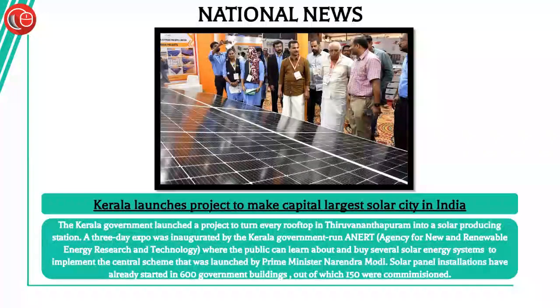Moving on to an update in Kerala. Kerala has launched a project to make its capital the largest solar city in India. The Kerala government has launched a project for the purpose of turning every rooftop in Thiruvananthapuram into a solar producing station. A 3-day expo was inaugurated for this very purpose by the Kerala government-run agency, the Agency for New and Renewable Energy Research and Technology, where the public can learn about and buy several solar energy systems to implement the central scheme that was launched by the Prime Minister of India under the Smart City project. Solar panel installation has already started in 600 government buildings, with 150 such projects being commissioned.